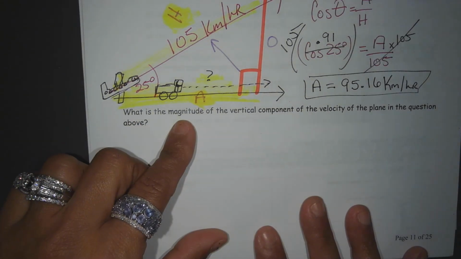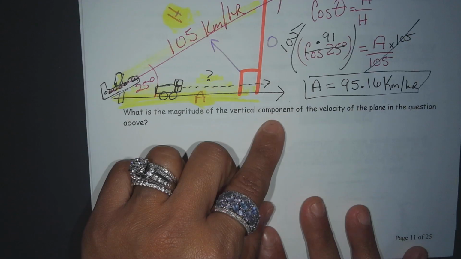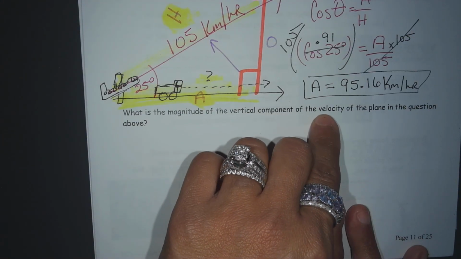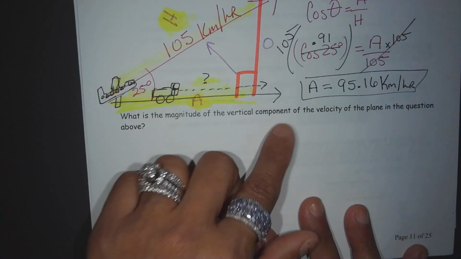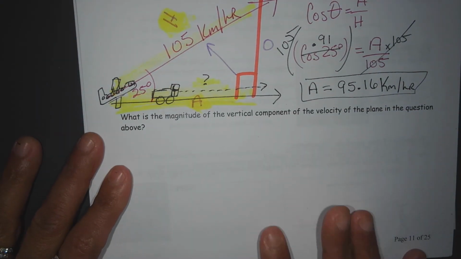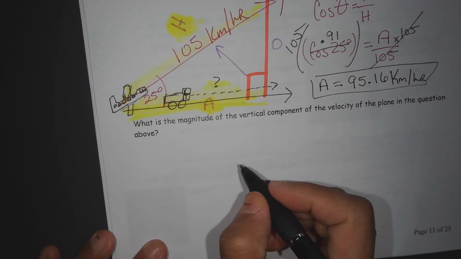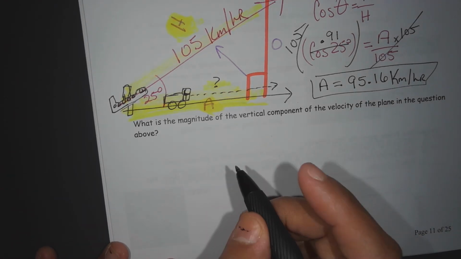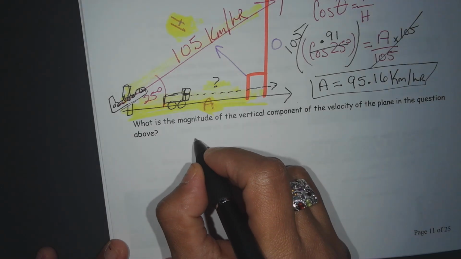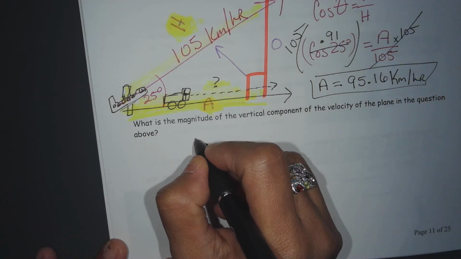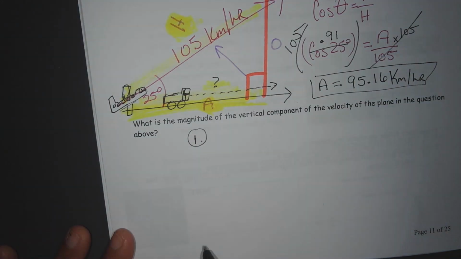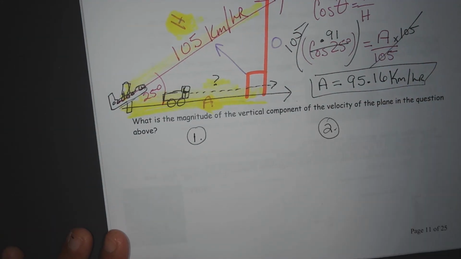What is the magnitude of the vertical line from the airplane from the question above? What's the vertical line? I got mine. The opposite leg, which is up and down. There's two ways to do it. I'm going to do it both ways. I'm going to call it number one. I'm going to call it number two. I'm not going to tell you which way to do it.